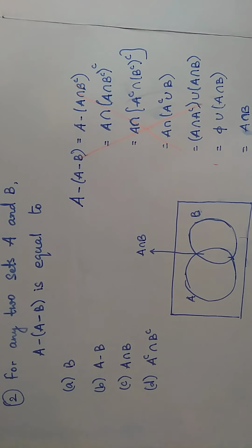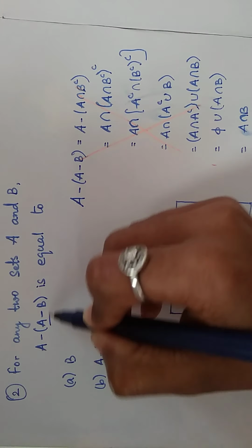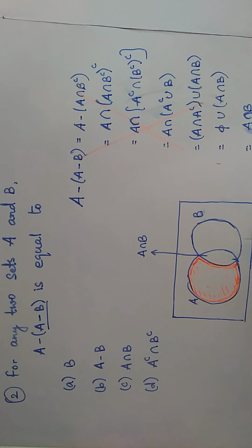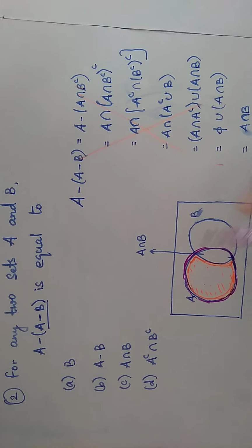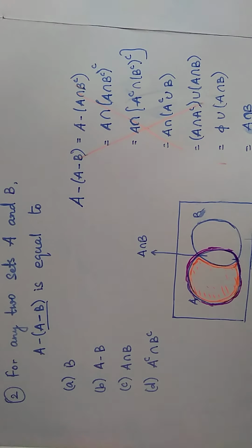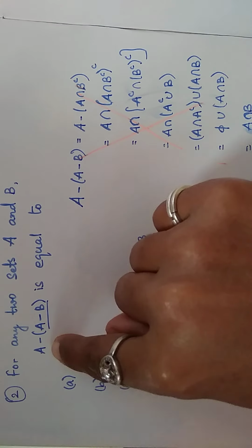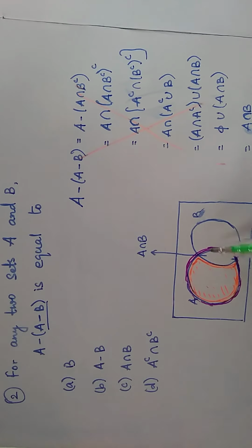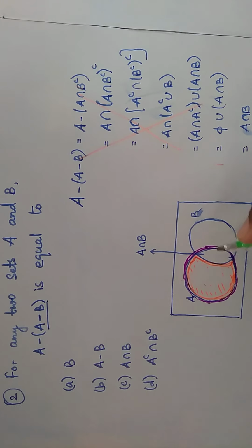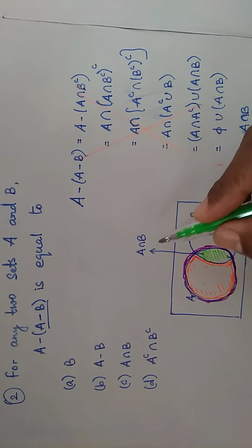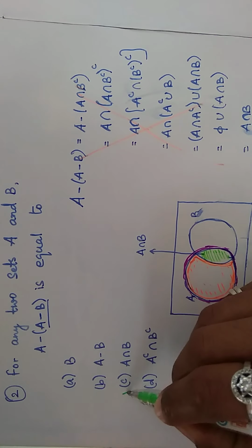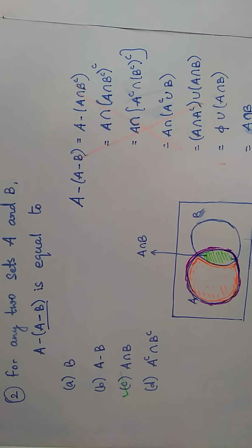Now, what is the region A minus B? It is this region. The entire set A is this region which I marked with the purple color. Now, we have to delete A minus B from set A. From this, we are eliminating this region. So, we get this region in green color, which is A intersection B. So, the answer is A intersection B.